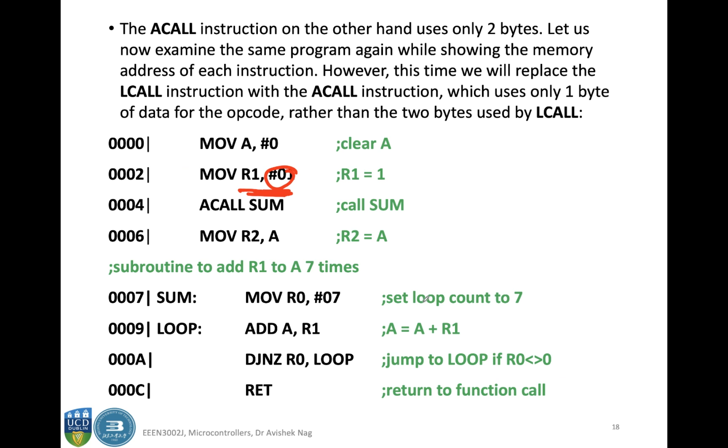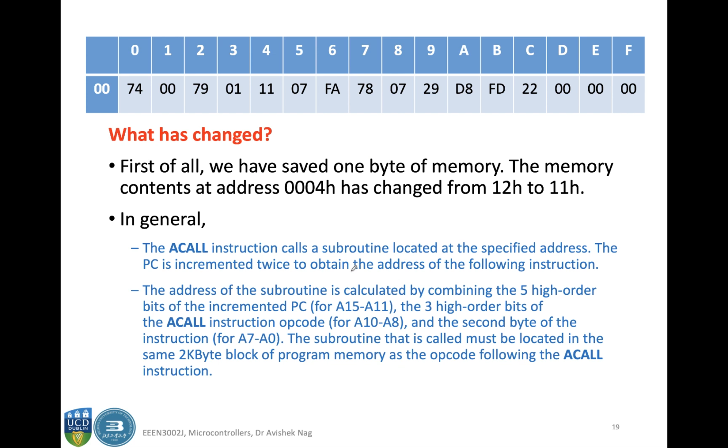Now let's move to the ACALL instruction. In case of ACALL, you can have the same code. You write ACALL sum, and then you go to the sum subroutine, and it's doing the same operations, basically adding R1 to A 7 times. So what actually has changed? Basically the change is that ACALL is a 2-byte instruction.